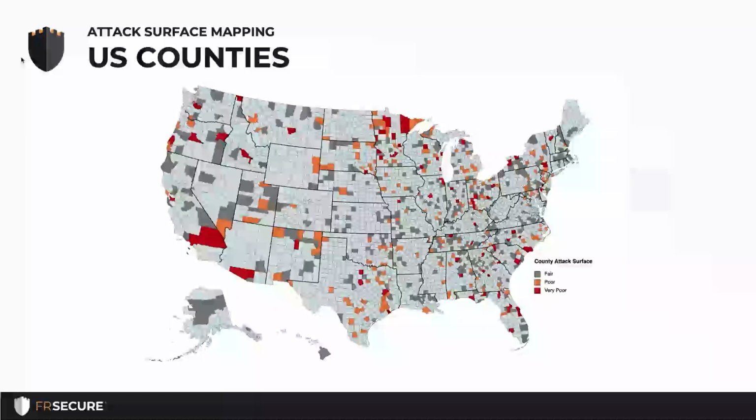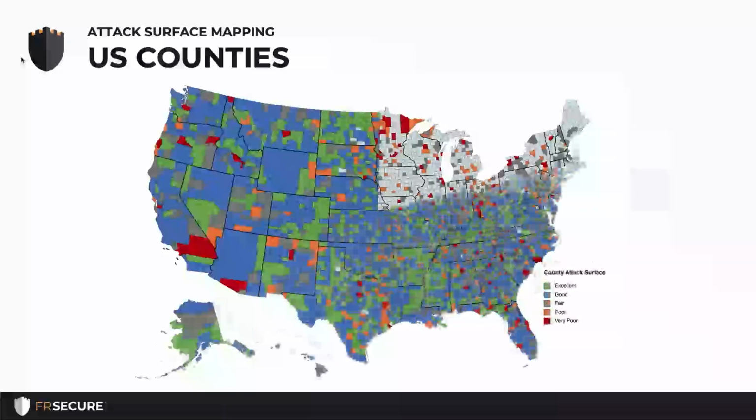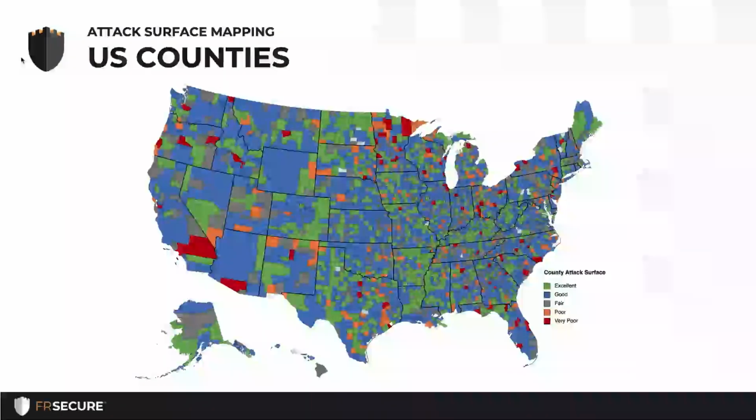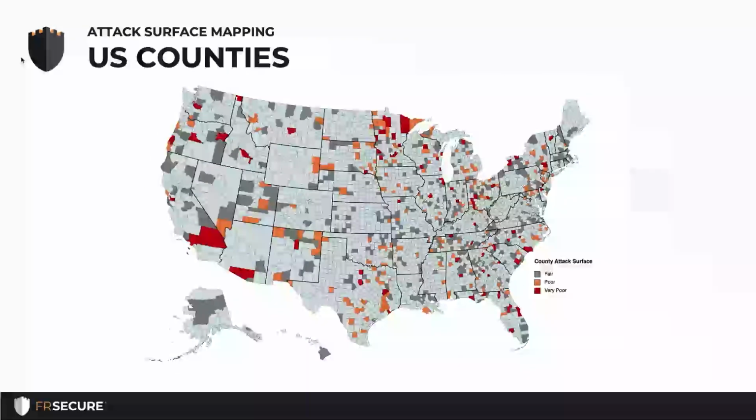What does the light gray mean? Is that just not enough information or something? Yeah, this light gray is not enough information. So if we go back, I'll show you here. Green and blue is good. Dark gray is kind of on the edge, and then orange and red are really bad. And so this map is just the green and blue removed.